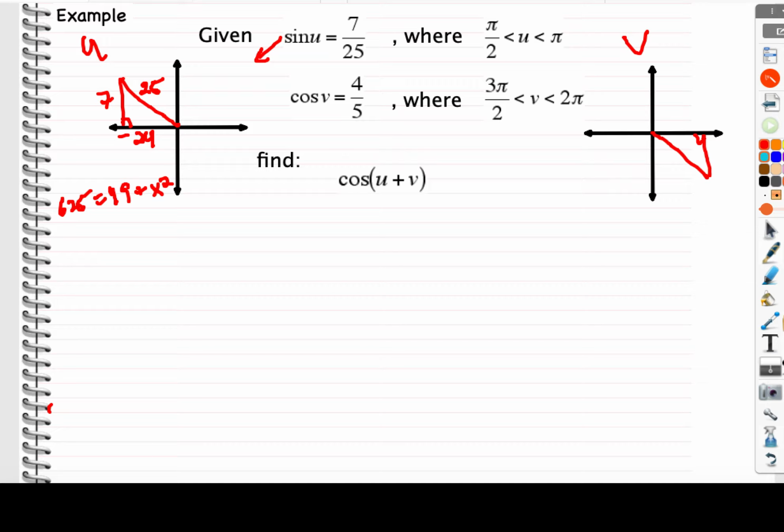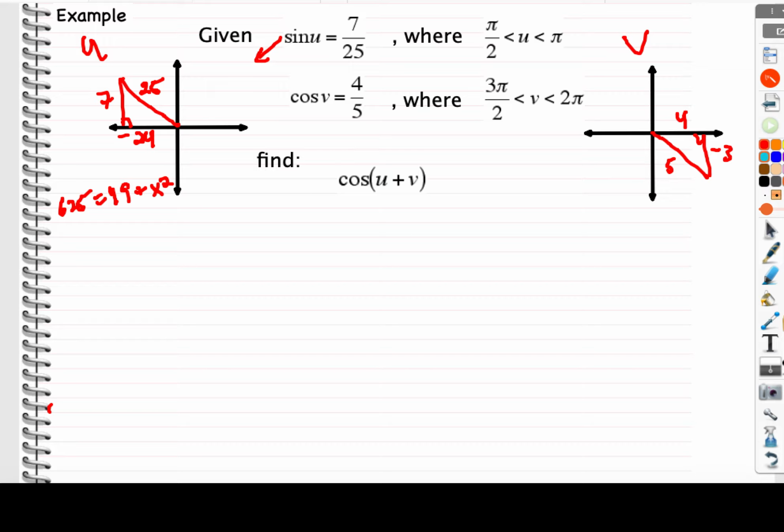Cosine of v is 4/5, so adjacent over hypotenuse, and that's much easier to do. That looks a lot like a 3, 4, 5 triangle, right? Hypotenuse of 5, and we went down into quadrant 4, so we've got our third side already. Now, what we really want to find is this statement in the middle here, the cosine of u plus v. I don't know the value of u and I don't know the value of v, but I don't need to.